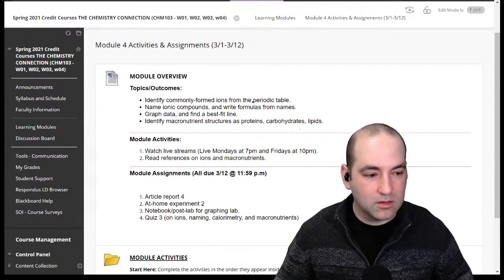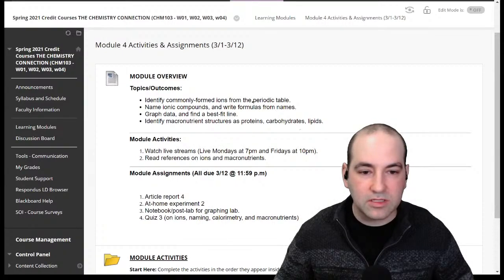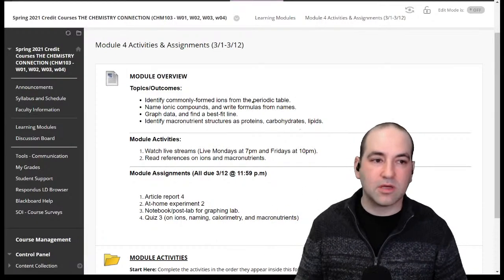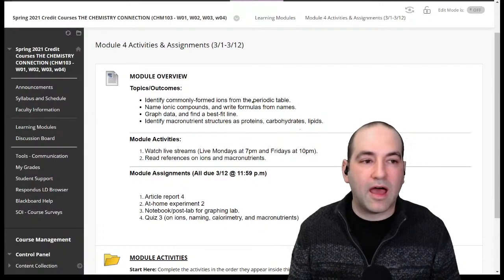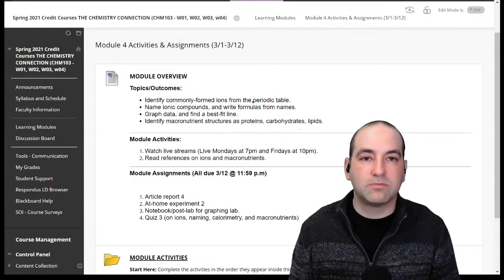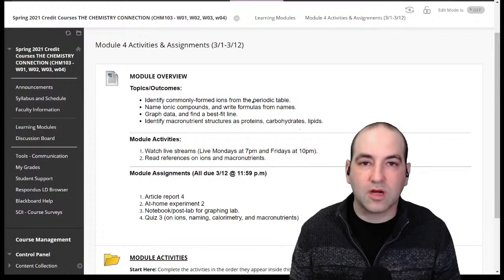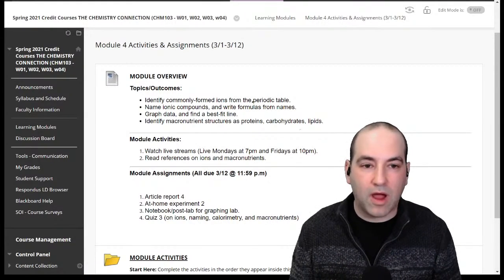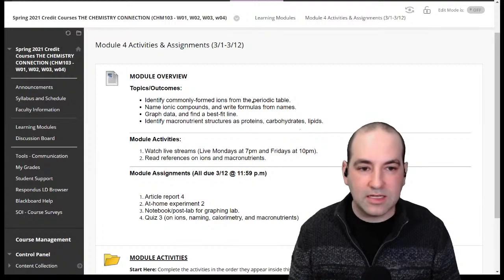Okay. It is after 7, so let's take a look at the module. On Blackboard, you can see the summary behind me. We're going to look at ions this week, as well as macronutrient structures: proteins, carbohydrates, and lipids. We're also going to learn about graphing. So those are really the 3 main ideas this week.